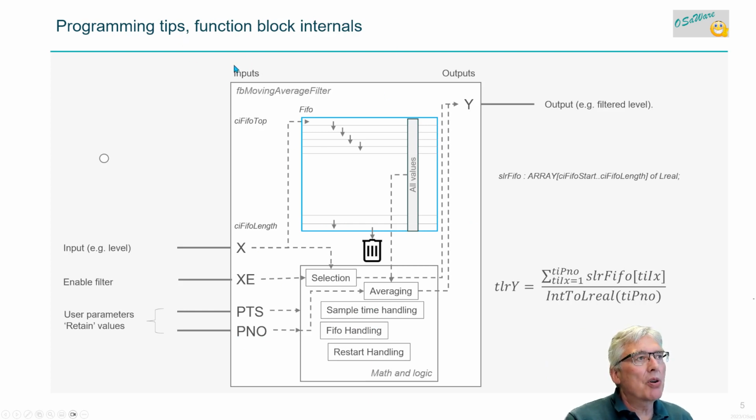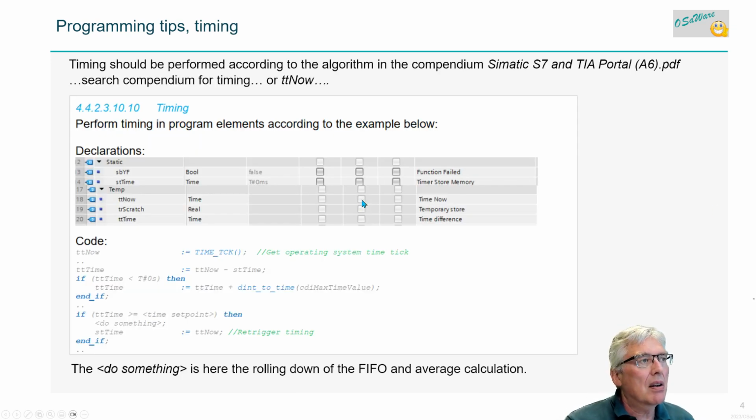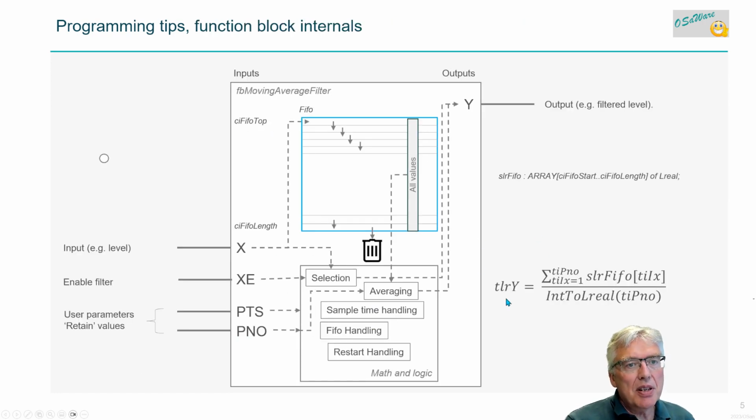So function block internals, what we have to do: here's the FIFO, and for every sampling we have to move the second last one to the last one, the third last one down and down, down, down. So it's 3 on the top here, and put the X onto the top, and then we have to sum all the values and calculate the average based on this one. Here's basically the formula that you have to use. Here's the declaration of the array, which we looked at up here too. And this is the sum, something like this, and the sum here, maybe it's a FOR TO loop.